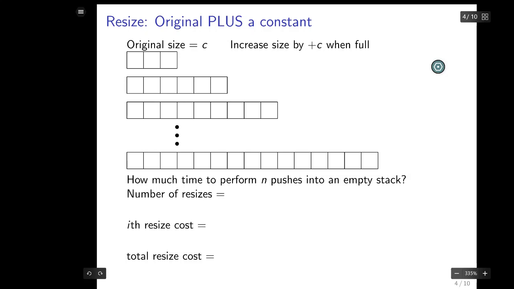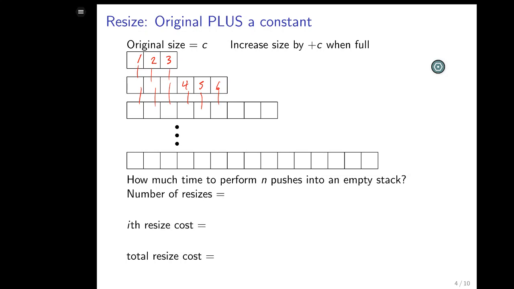Here's the original size plus a constant. So you sit around, you push something in there, 1, 2, 3, then it fills up. So you do the copy, and you push in 4, 5, 6, and then that fills up. So you do the copy, and you initialize the thing. Each time you're adding 3.